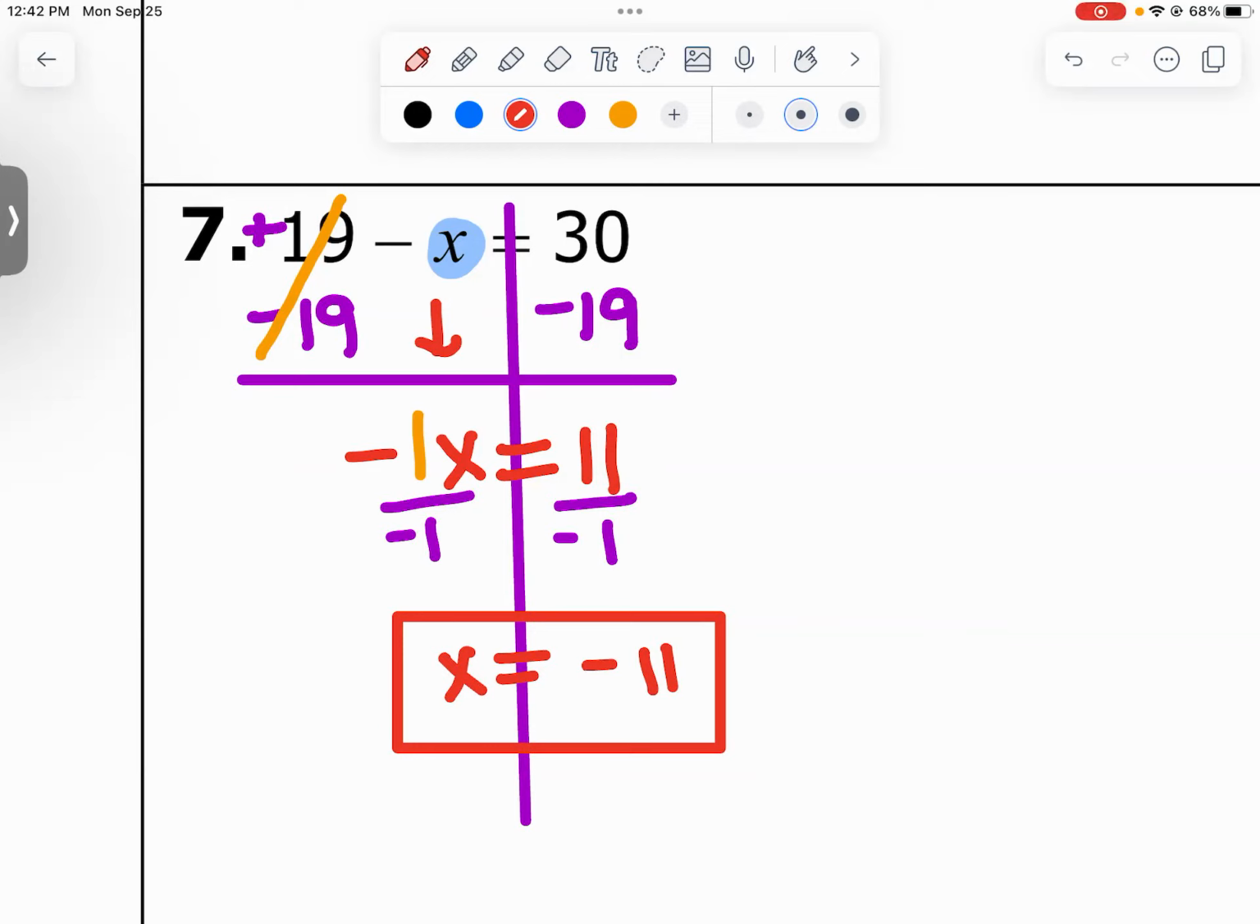Okay, so let me explain something about your homework. Could you all please turn to page 14?